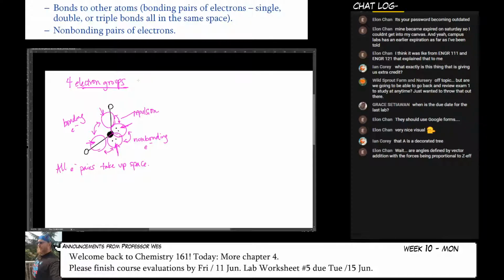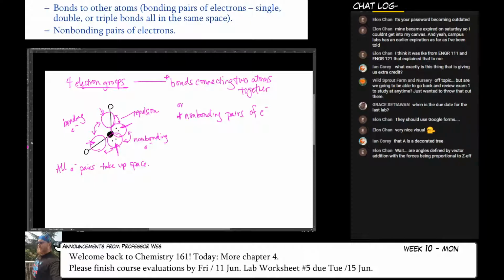So what are electron groups? They are, let me write it this way, bonds connecting two atoms together, or non-bonding pairs of electrons. So one of these two criteria must be met.